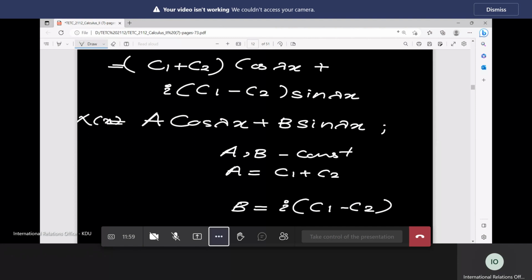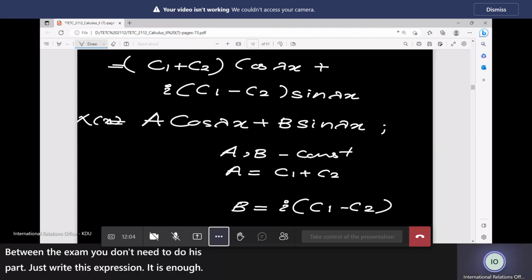Actually, in the exam, you don't need to do this part, just write this expression, it is enough. Capital X of x is equal to A cos lambda x plus B sin lambda x. Writing this is enough, and you need to state that A and B are constants.